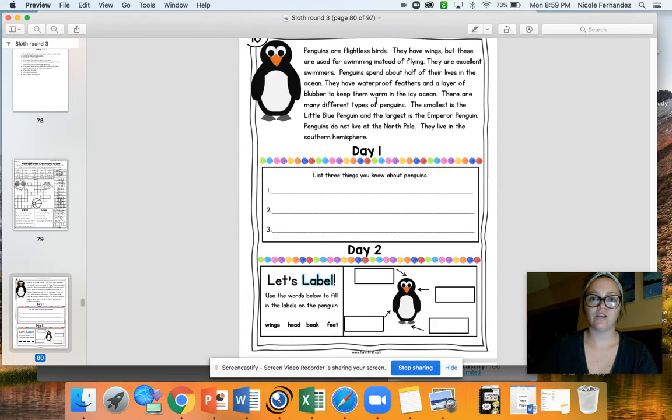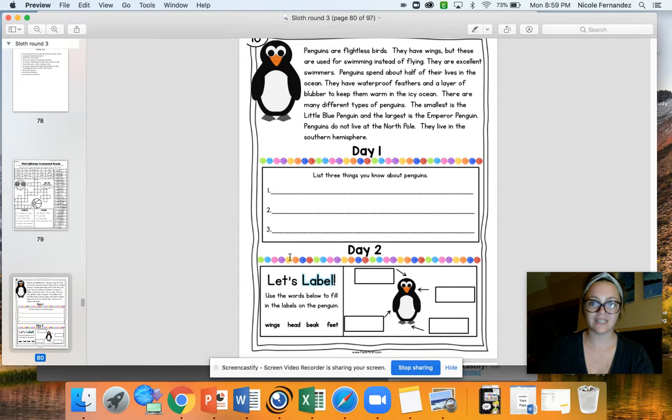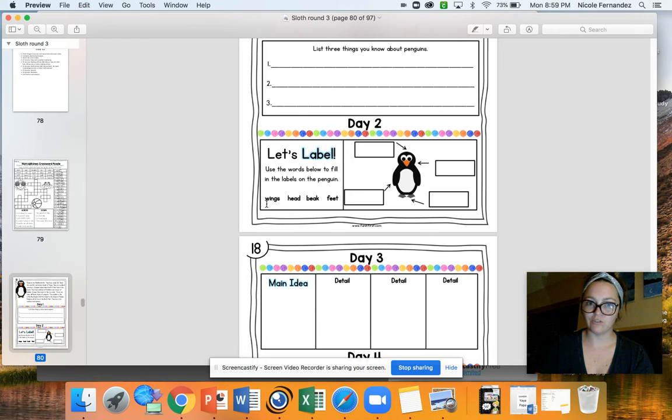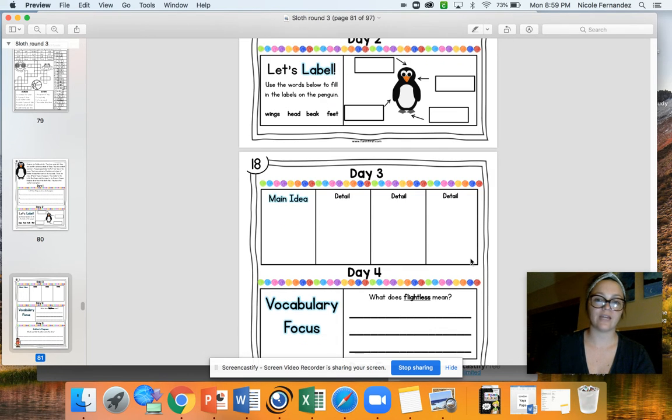Over on the next part, you guys have an activity about penguins. So as a reminder, even though it says day 1, day 2, you're doing all the activities at once. So you're going to read this passage about penguins. Write 3 things you know about penguins. Label the penguin using these words here. But come up with what's the main idea of this passage and what are some details that support it. And it's okay if you draw pictures for that as well.